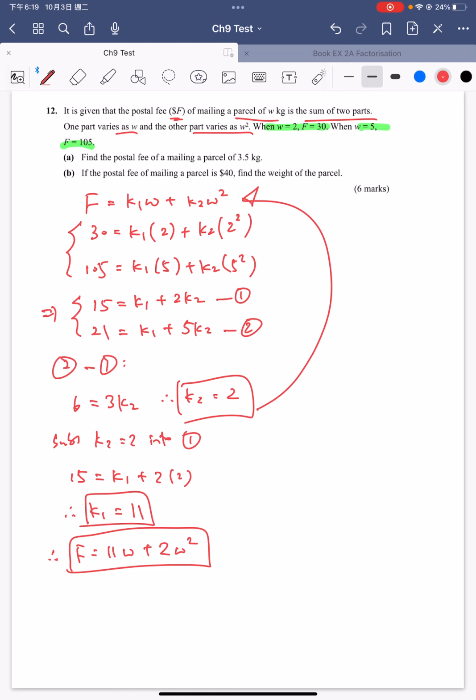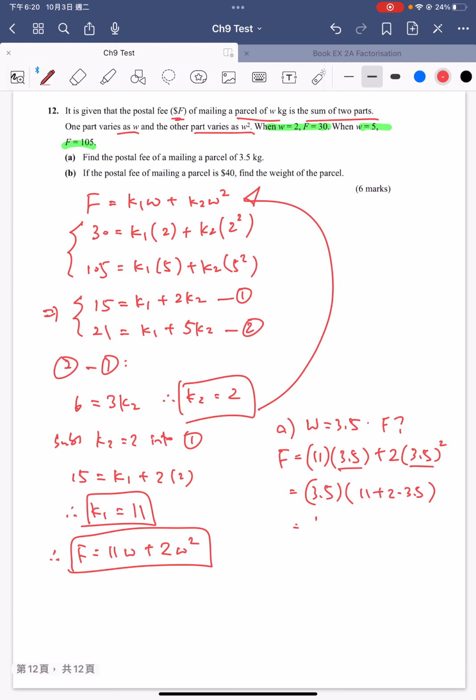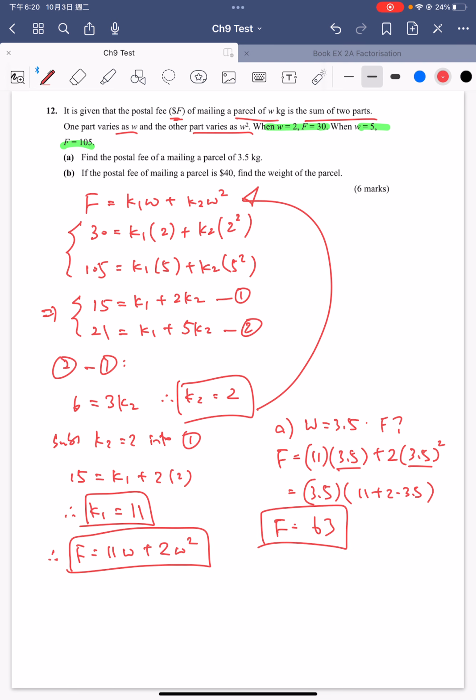So question A is asking about the postal fee of mailing a parcel which is 3.5 kg. So now we have W is equal to 3.5, to find out the value of F. We're just using the formula F is equal to 11 times 3.5 plus 2 times 3.5 squared. You can either use your calculator or you can take out 3.5 as the common factor. Then we have 11 plus 2 times 3.5, so 2 times 3.5 gives you 7, plus 11 gives you 18, times 3.5. Using the calculator, 18 times 3.5 will give you 63. So F is actually equal to 63 for question A.